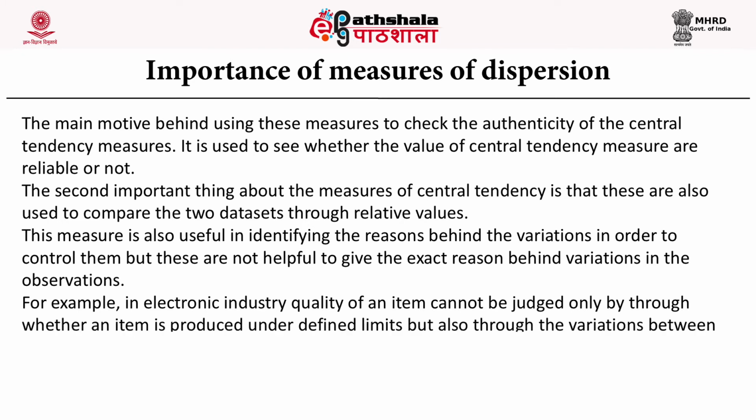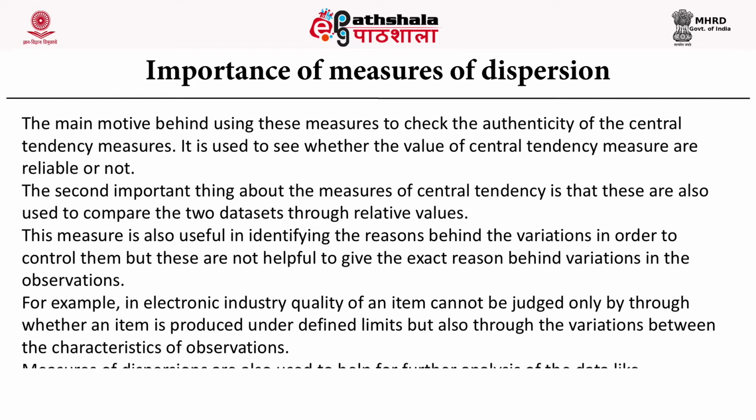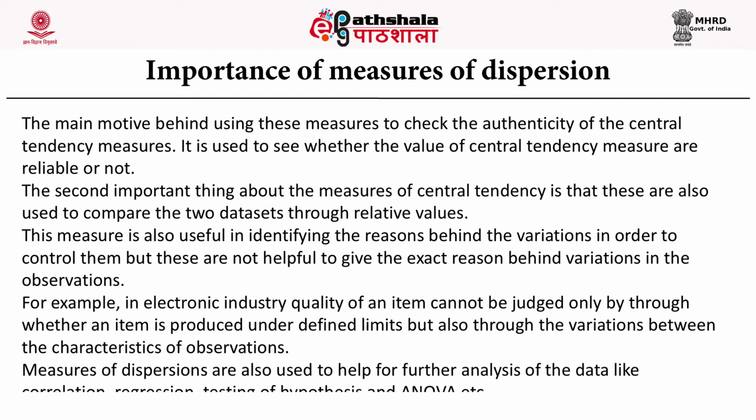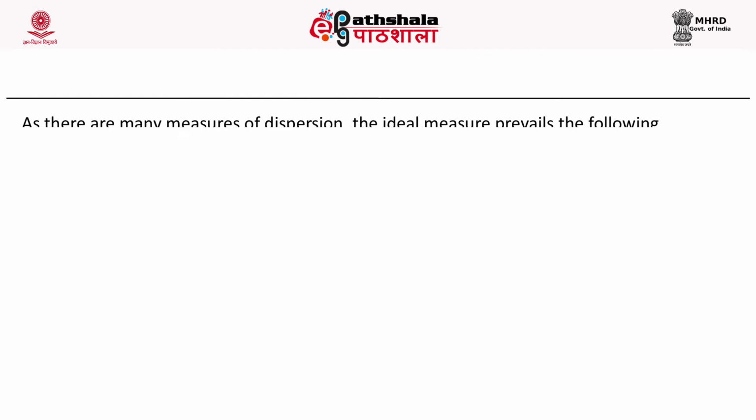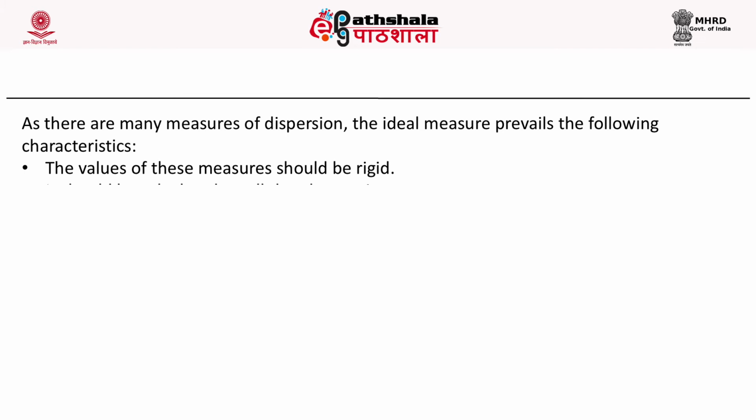For example, in the electronic industry, the quality of an item cannot be judged only through whether an item is produced under a defined limit, but also through the variation between the characteristics of observations. Measures of dispersion are also used to help in further analysis of the data like correlation, regression, testing of hypothesis and ANOVA, etc. As there are many measures of dispersion, the ideal measure possesses the following characteristics.